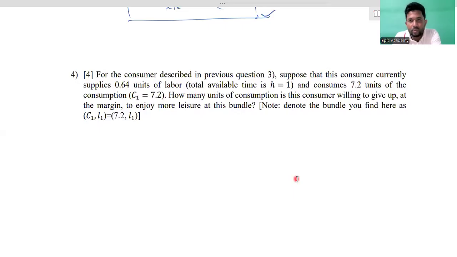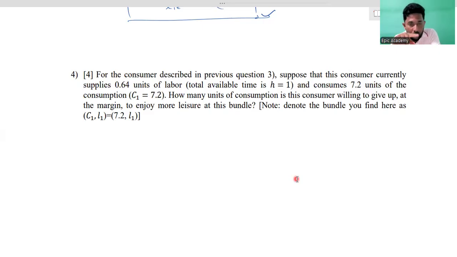So many things to clarify before calculation in here. Okay, I will describe one by one. Total available time is 1 hour. From that, they are going to supply only 0.64. Then what happened to the next? I mean, 0.36 for the leisure, isn't it? And the consumer consumes 7.2 units of consumption. That means C1 is 7.2. Then now you can put the value for C as 7.2.